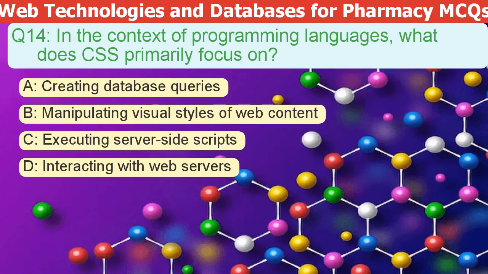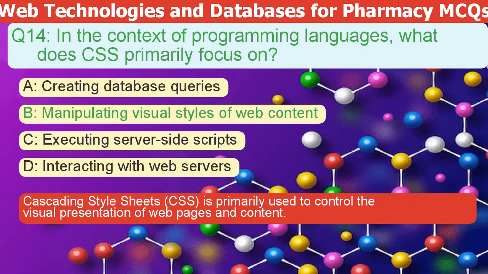In the context of programming languages, what does CSS primarily focus on? A. Creating database queries. B. Manipulating visual styles of web content. C. Executing server-side scripts. D. Interacting with web servers. The correct answer is B. Cascading Style Sheets, or CSS, is primarily used to control the visual presentation of web pages and content.